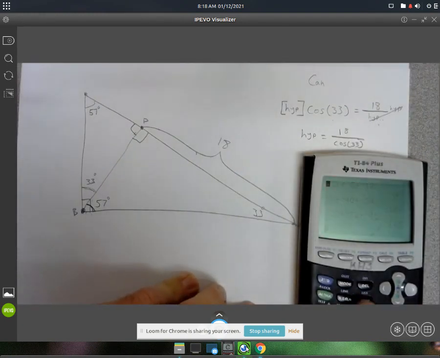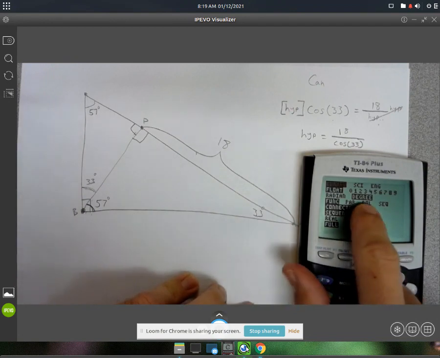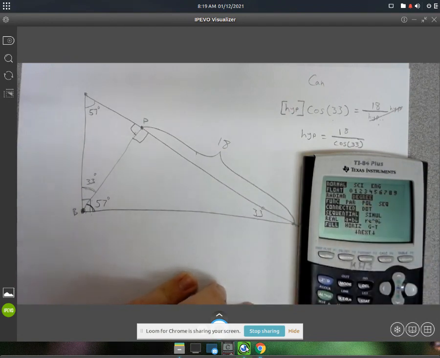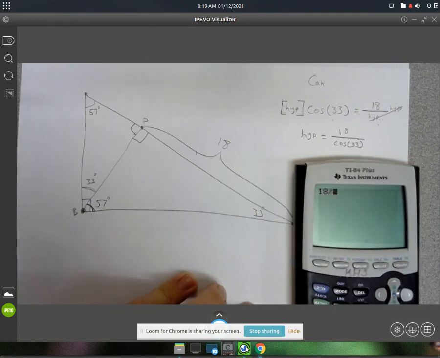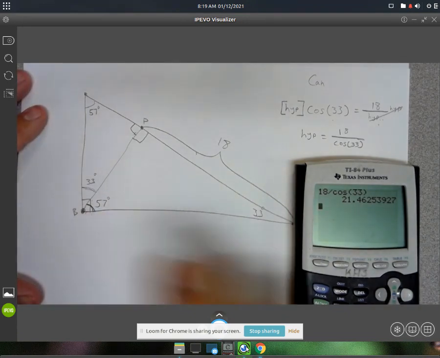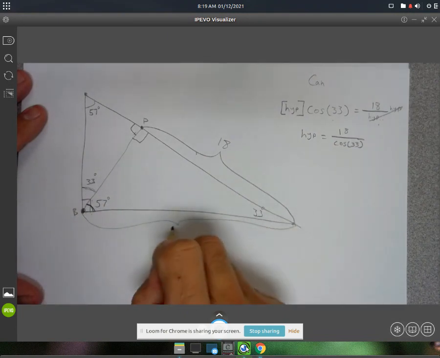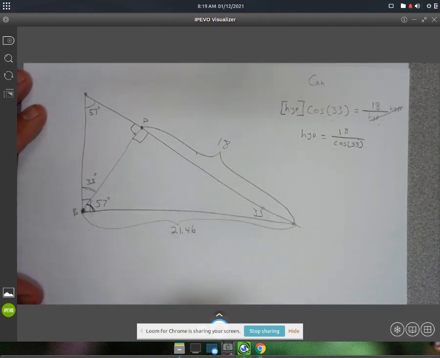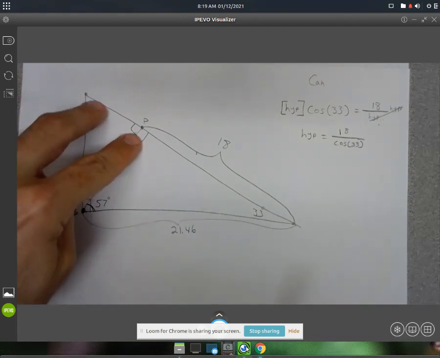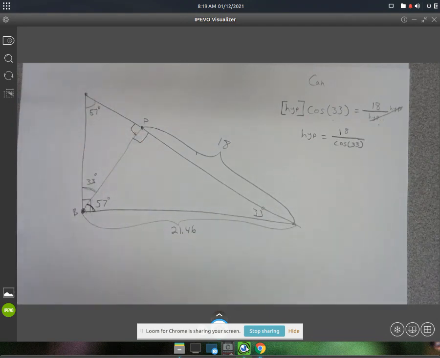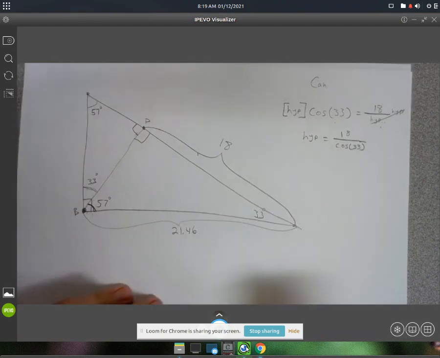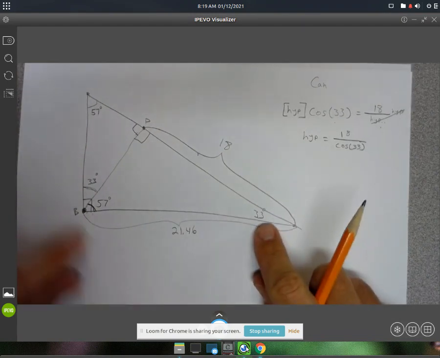So check your mode. Make sure you're in degree mode. I'm going to do 18 divided by cos of 33. You get 21.46. So this segment here is 21.46. Now, if I knew this piece, I could go ahead and use the Pythagorean theorem, but I don't have it. So I know I've got two options here.